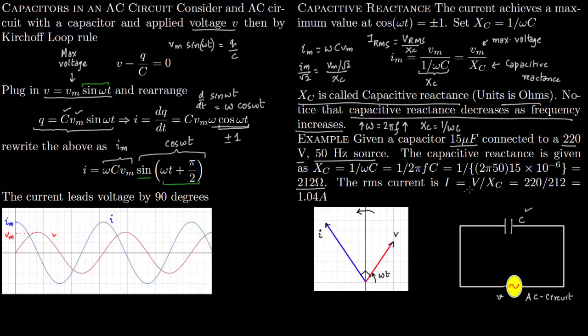So the RMS current is given as I is equal to V over Xc, so Irms is Vrms over Xc. Since we are just given a supply and not told it is maximum, we assume it is RMS. If no one tells us precisely that this is maximum voltage, we always assume it is RMS. So you have 220 divided by 212. The RMS current you get is 1.04 ampere. If you want to find the maximum current, you multiply 1.04 by root 2.